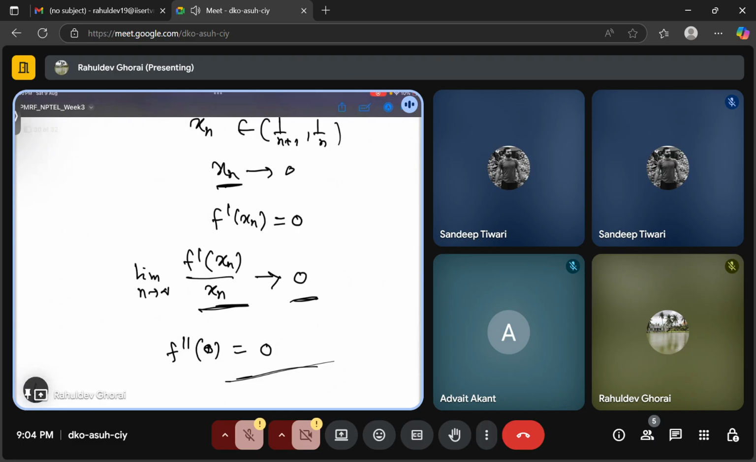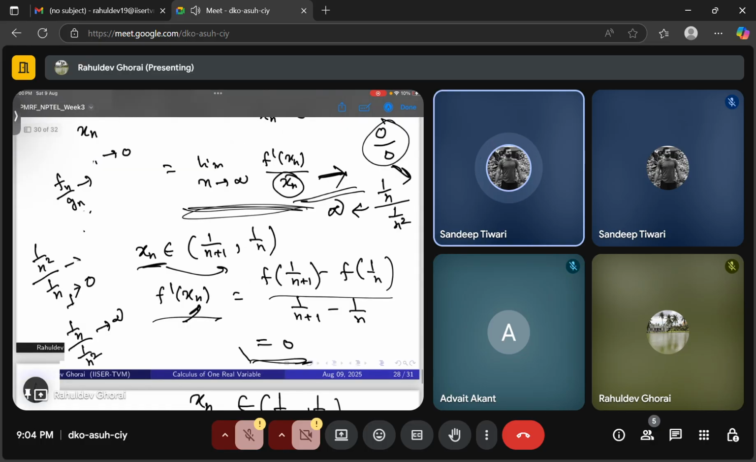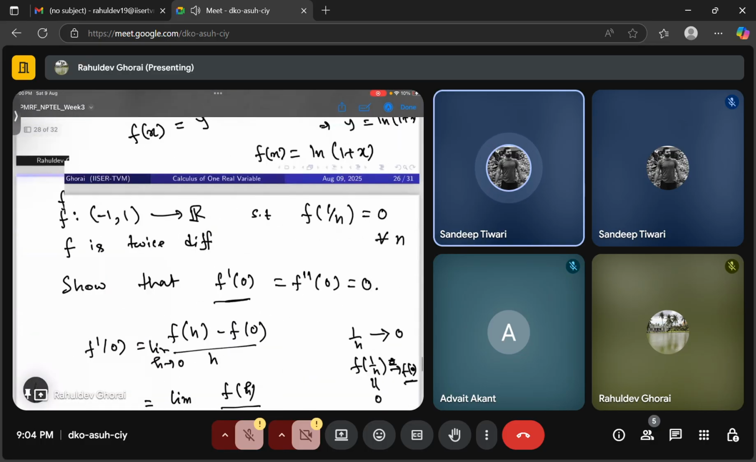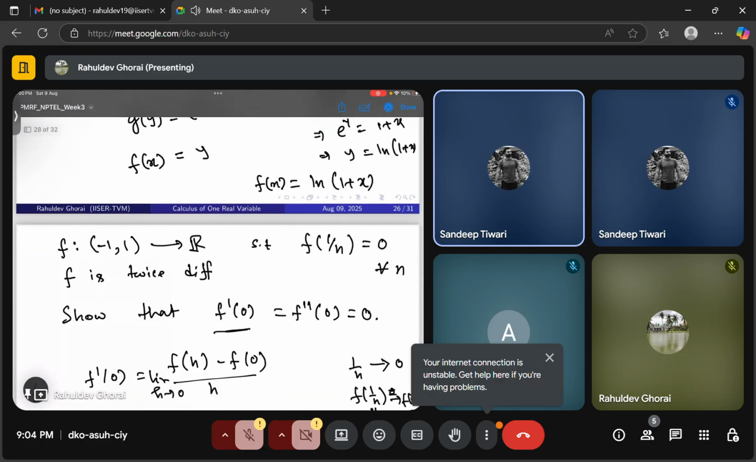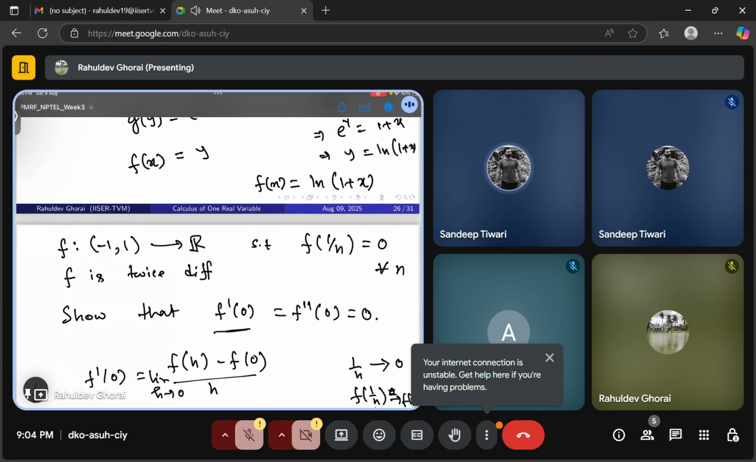But the idea is like this. Sir, if we define F from R to R, then this result is also true. In that case, hopefully so. Yes, okay.